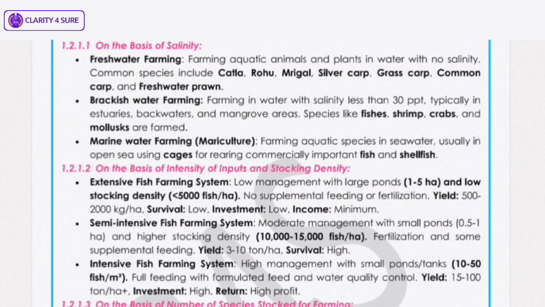So no supplemental feeding or fertilization is required. Yield is 500 to 2000 kg per hectare. The survival is low. Investment is also low, as you know, and income is also minimum.